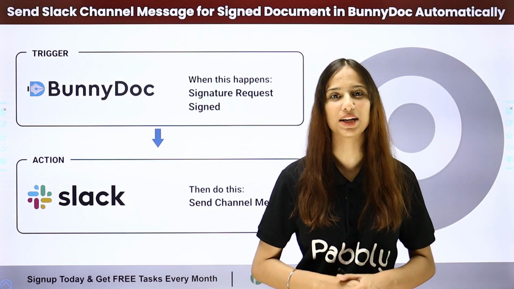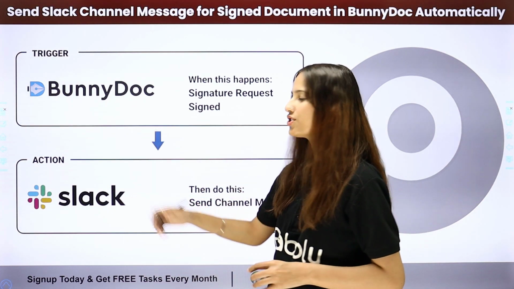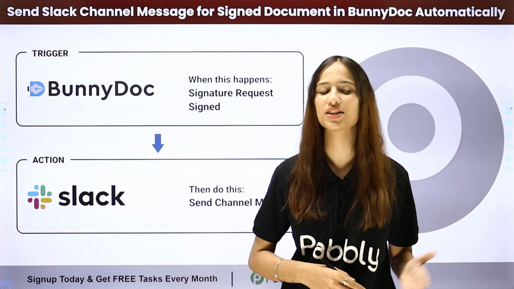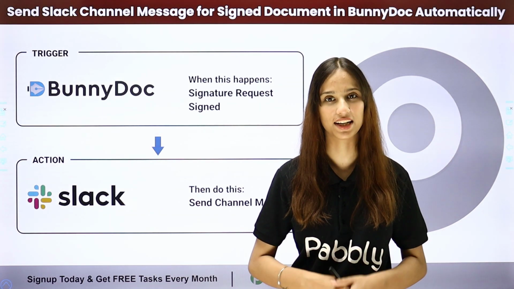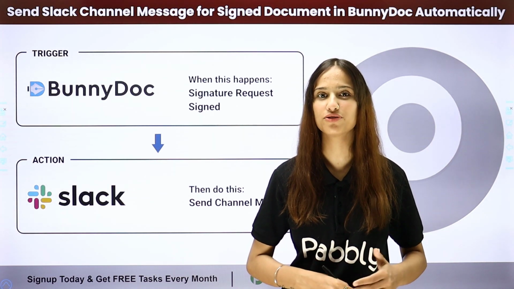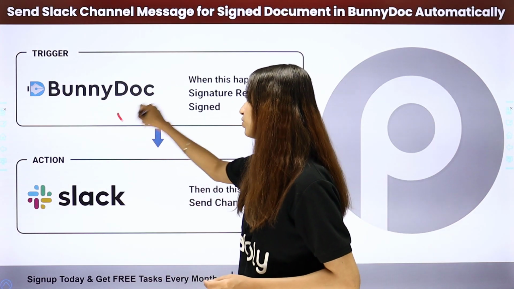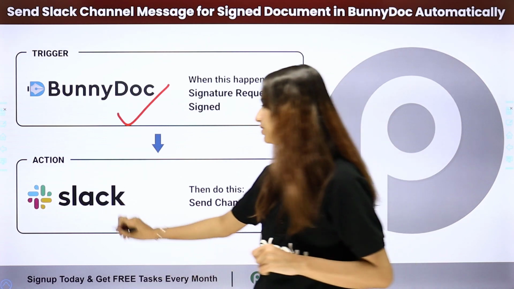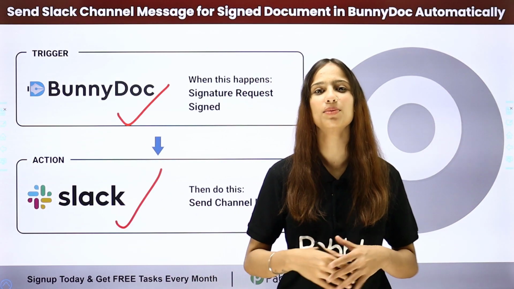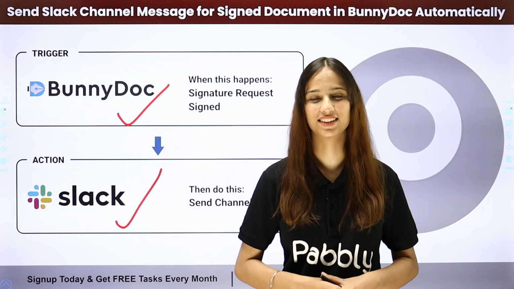So now to do this, I need to build a connection between these two applications, for which I'm going to use this amazing automation software, that is Pabbly Connect. Pabbly Connect follows the concept of trigger and action. So here to do this, my trigger application will be BunnyDoc and my action application will be Slack. So if you want to learn more about this, follow me through the screen.